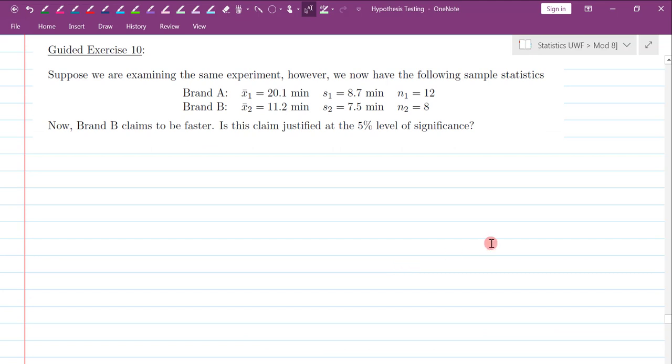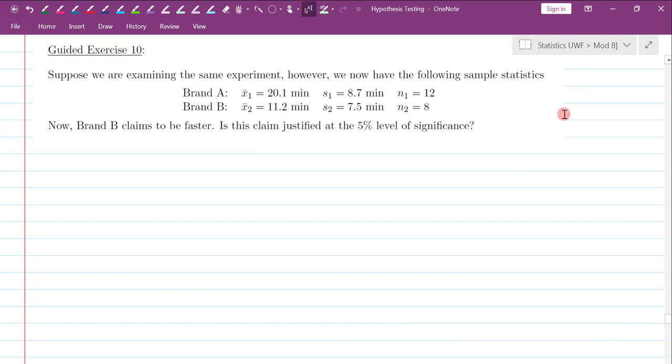Okay, so we have another problem here working off of a similar concept as what we just had. The difference between this one and the prior example is the sample size and what we're actually studying. So this one says that B claims to be faster, and I'm assuming in relieving headaches. And our sample sizes have changed as well as our x bars. So it says brand B claims to be faster, so let's test that at a 5% significance level.